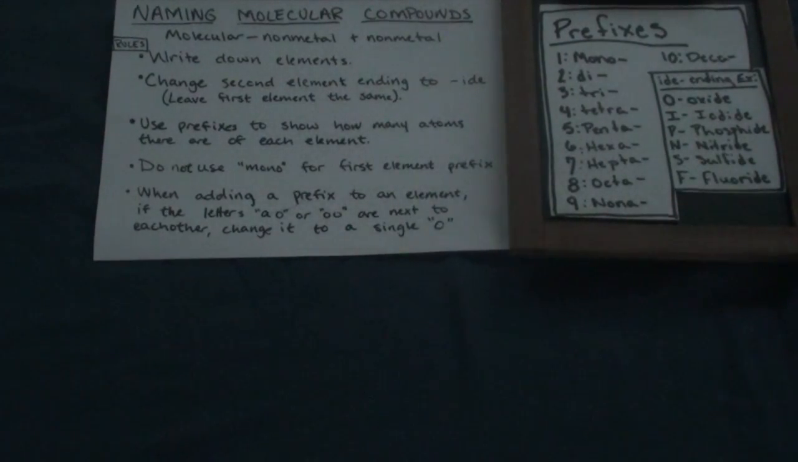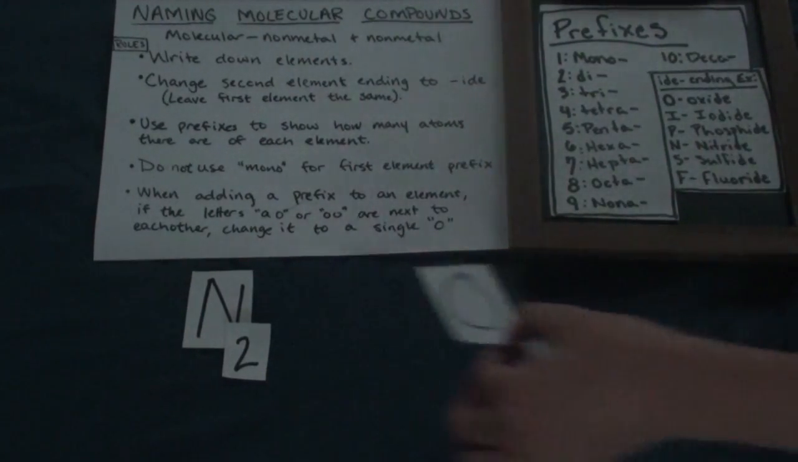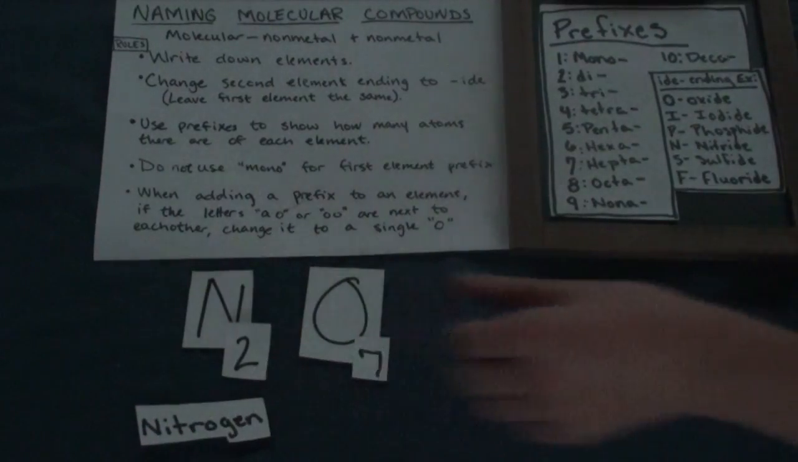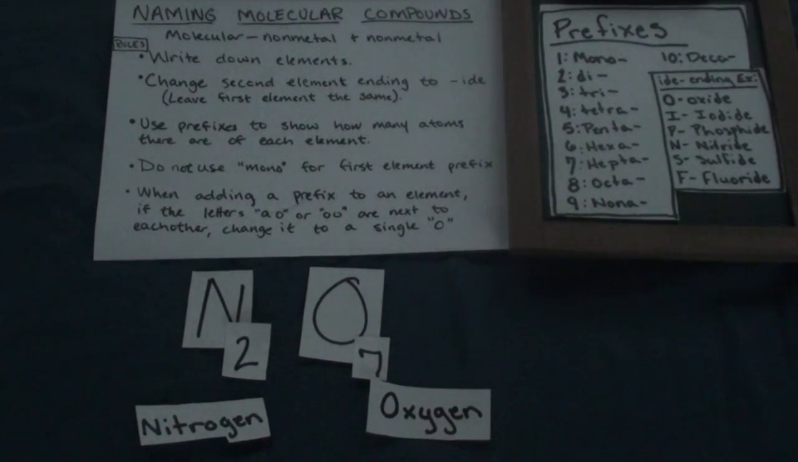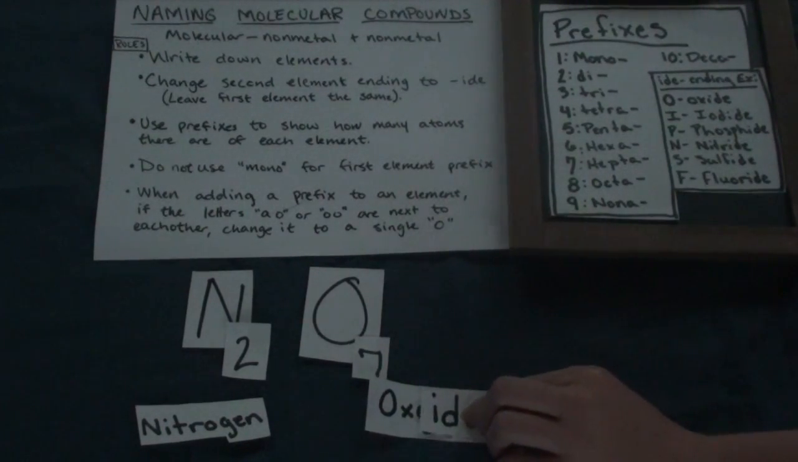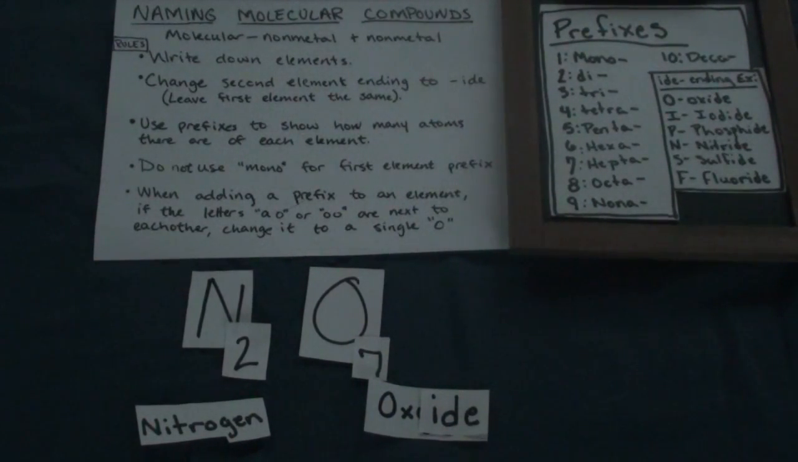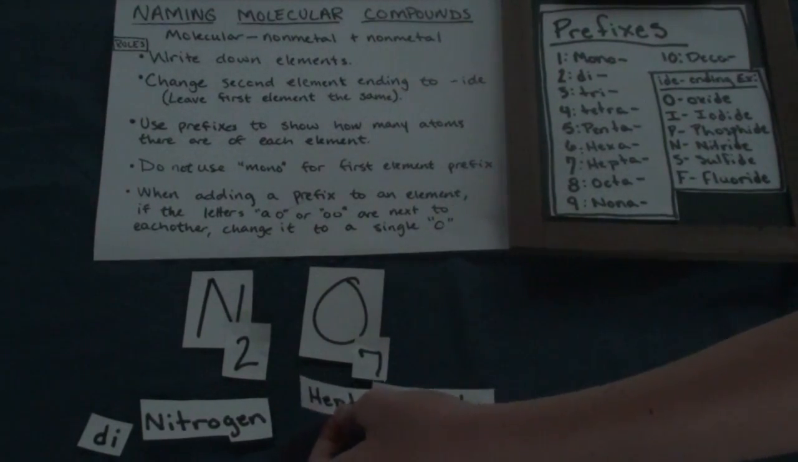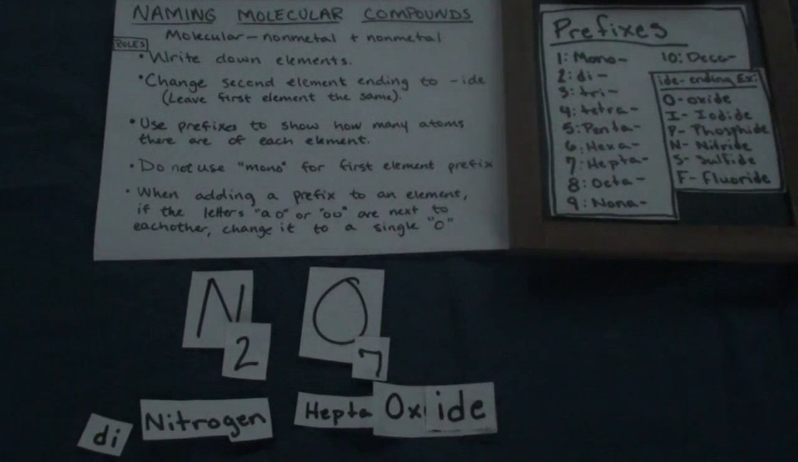The last rule is when adding a prefix to an element, if the letters A and O or O and O are next to each other, change it to a single O. Here we have N2O7. So we're going to write down the element names, nitrogen and oxygen, add the IDE suffix, nitrogen oxide, and now add the prefixes. Dinitrogen, since there are 2 nitrogens, and heptaoxide, since there are 7 oxygens.